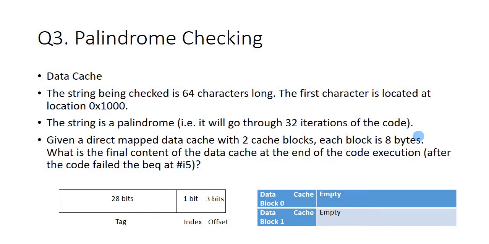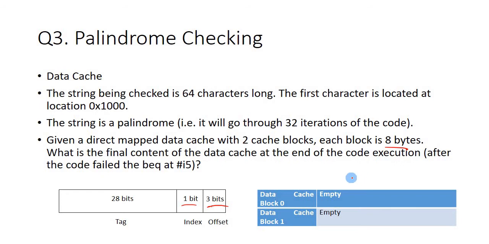Now let's look at the data cache. The data cache we are given is a direct map cache with 2 cache blocks, and each block is 8 bytes. So since it's 8 bytes, you have a 3-bit offset, and since I have only 2 cache lines, it's only 1-bit index. So index 0, index 1, and in each cache block I have 8 bytes. So what is the final content of data cache?